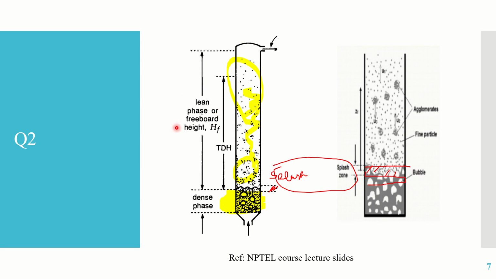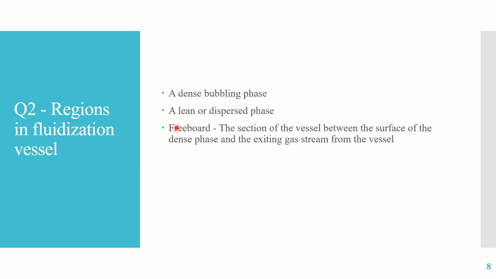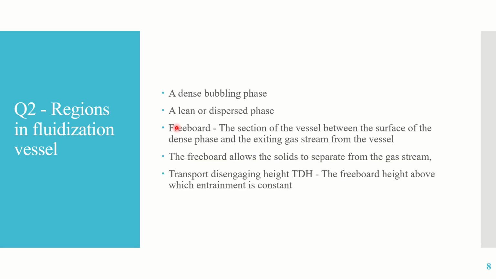Above the transport disengaging height, the pneumatic zone is there. Sorry, a very lean phase is there, where the solid particles are very few in that zone. Whereas in the TDH, the entrainment rate is almost constant, above which the entrainment rate is very low. So those particles are carried away from the bed and they need to be recirculated. So that is the concept. So we have dense bubbling phase, lean phase or dispersed phase with freeboard, and transport disengaging height. So that's it. In between we have splash zone.